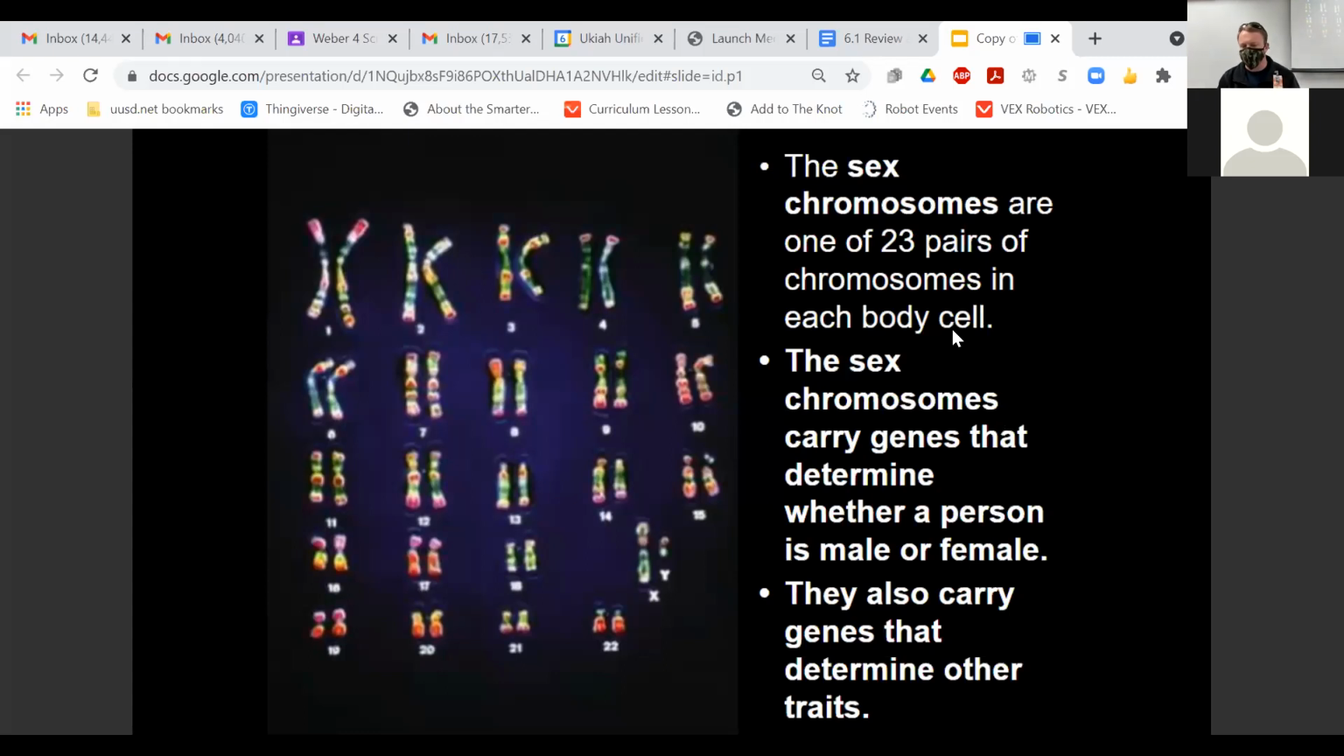The sex chromosomes are one pair of the 23 pairs of chromosomes in each cell in the body. The sex chromosomes carry genes that determine whether a person is going to be male or female. They also carry genes that determine other traits. Make sure you write all three of those bullet points down.